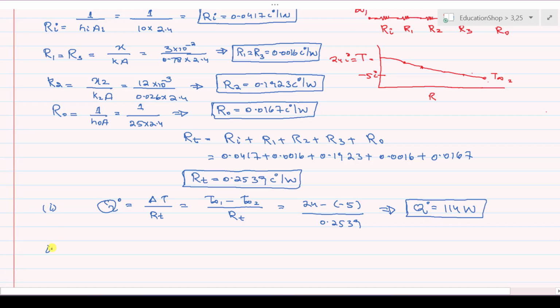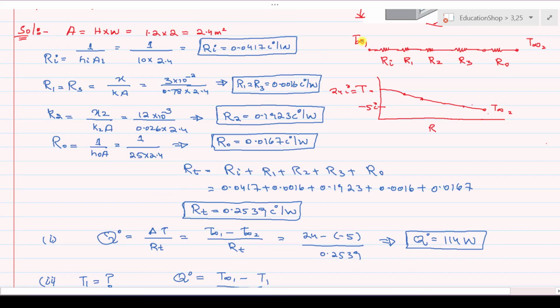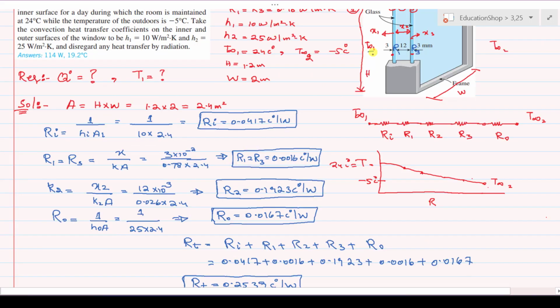The second requirement is to find the inner surface temperature of the glass. We know that Q dot is equal to T infinity 1 minus T1 divided by the resistance between T infinity 1 and T1, which is only one resistance. Here you can see the inside temperature is T infinity 1 and the surface temperature here is, let's say, T1, and there is only one resistance between these two temperatures, that is Ri. That's why we will only put the Ri value in order to find the T1 value.